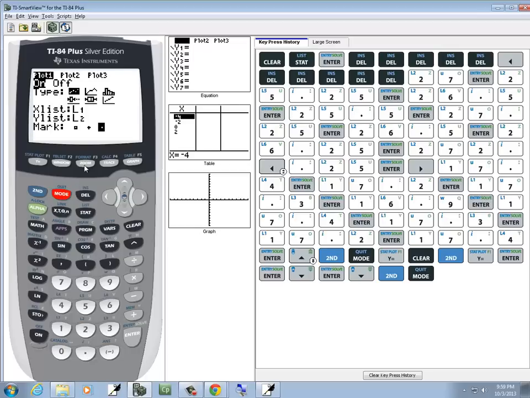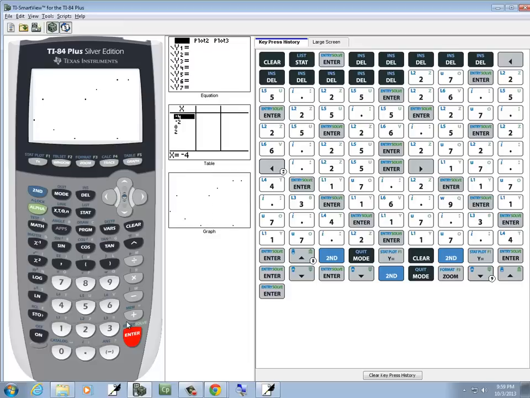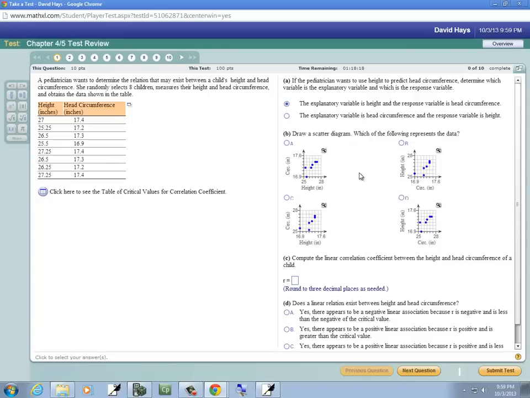So do second mode, press zoom, and I want to choose the 9th one. Now I'm going to down arrow to it and show it to you, but you can just press the number 9. Oops, one too many. So we want ZoomStat. So I press enter, and that's our scatter plot. That's kind of all over the place, isn't it?